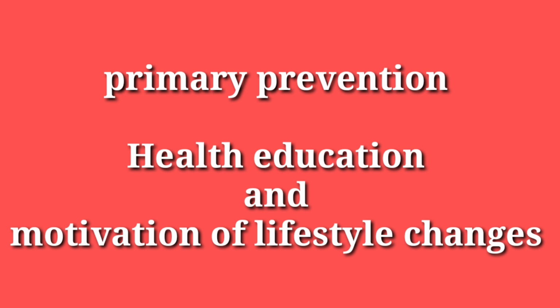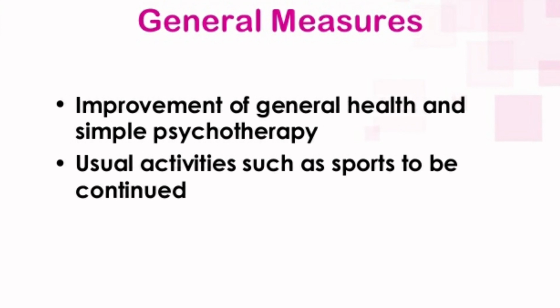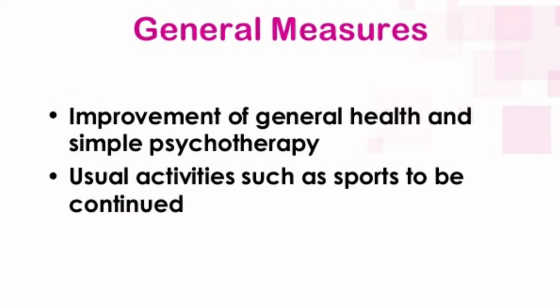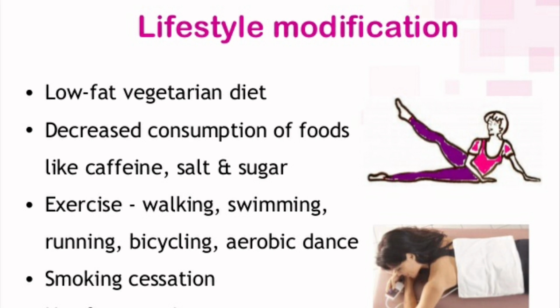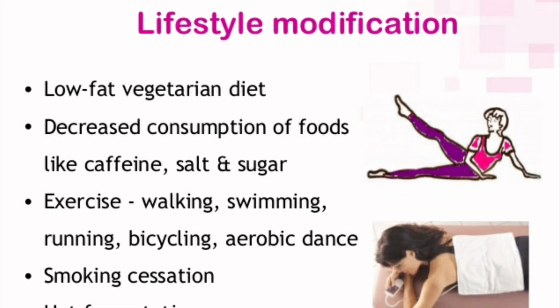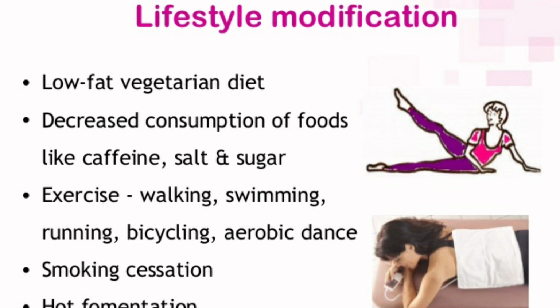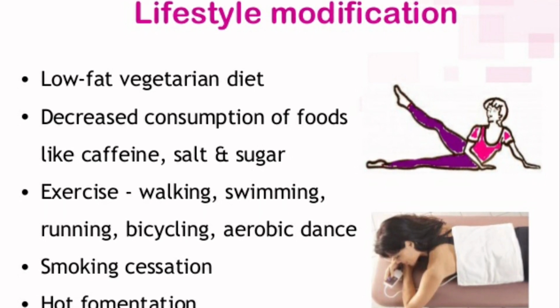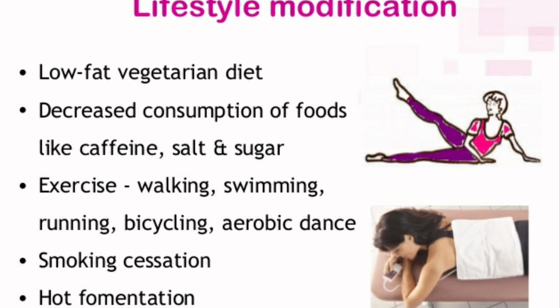Management or preventive measures of primary and secondary dysmenorrhea. In that, primary prevention includes health education and motivation for lifestyle changes. General measures: improvement of general health and simple psychotherapy, with activities such as sports to be continued. Then lifestyle modification: low fat vegetarian diet, decreased consumption of foods like caffeine, salt, and sugar, exercise, walking, swimming, running, bicycling, aerobics, dance, smoking cessation, and hot fomentation. These are the lifestyle modifications.